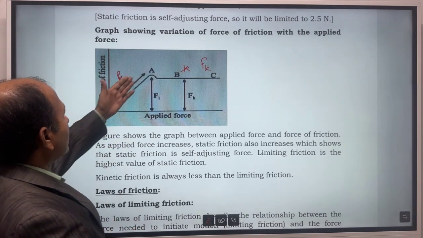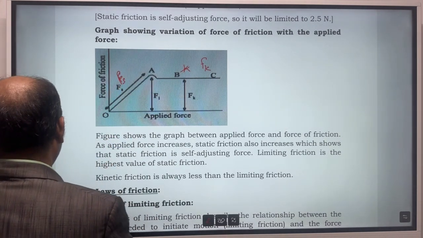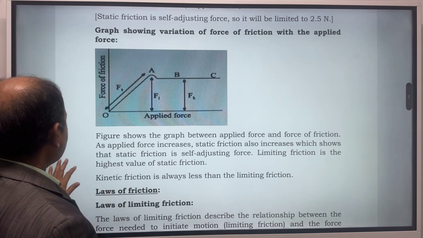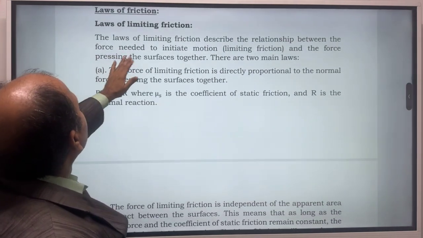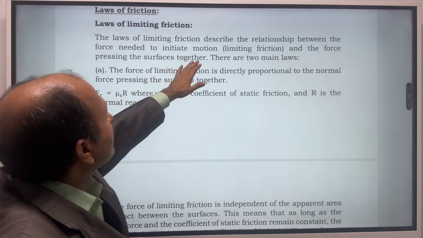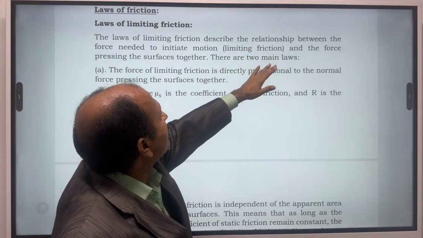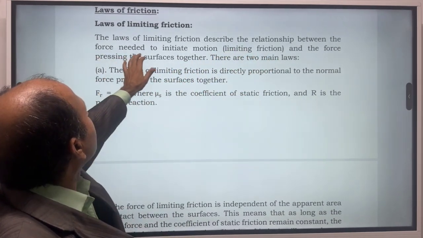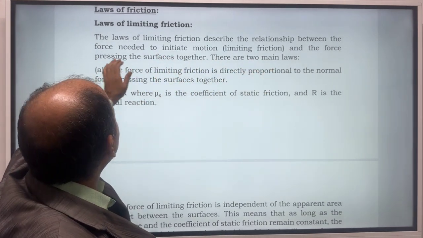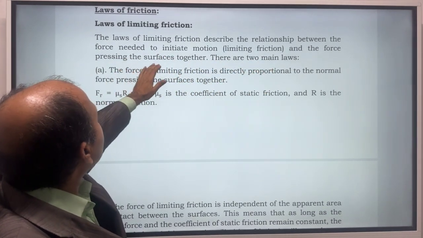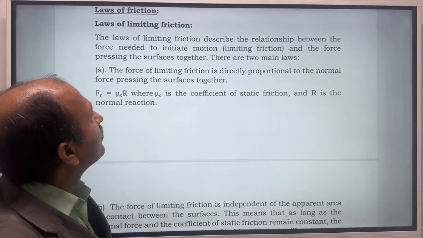So you have understood this is the highest value. Then let's see the laws of friction. Laws of limiting friction. The laws of limiting friction describe the relationship between the force needed to initiate motion, limiting friction, and the force pressing the surfaces together. There are two main laws.